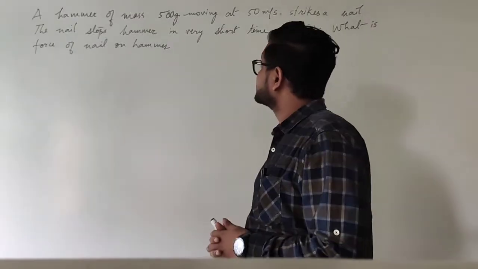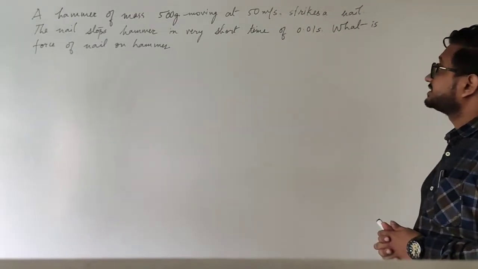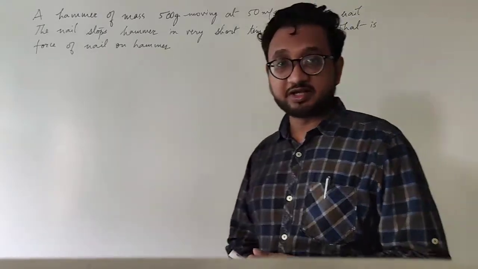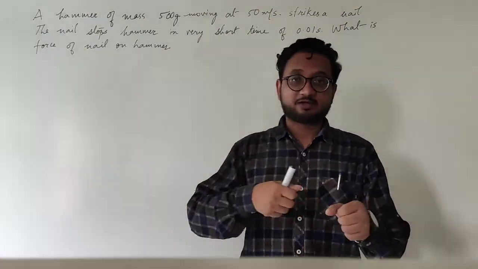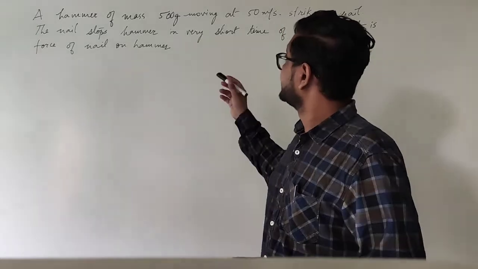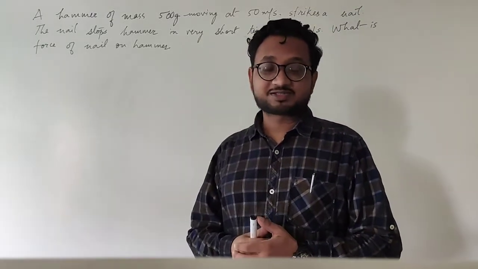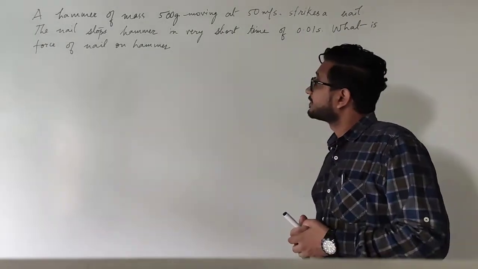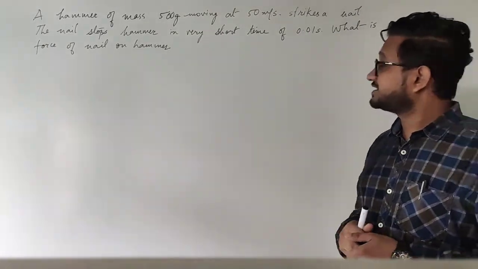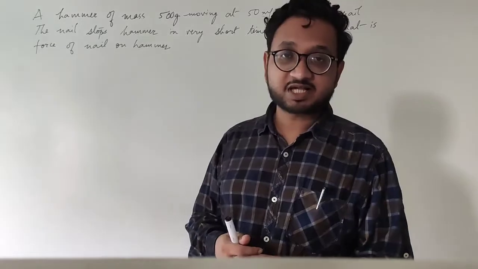A hammer of mass 500 grams moving at 15 meters per second strikes a nail. So a hammer is being hammered on a nail and it is moving with 50 meters per second. The mass of the hammer is 500 grams. The nail stops the hammer in a very short time of 0.01 seconds.